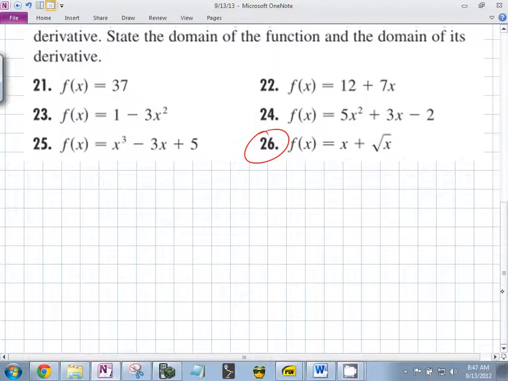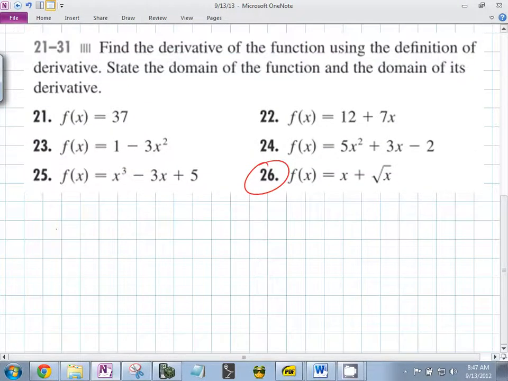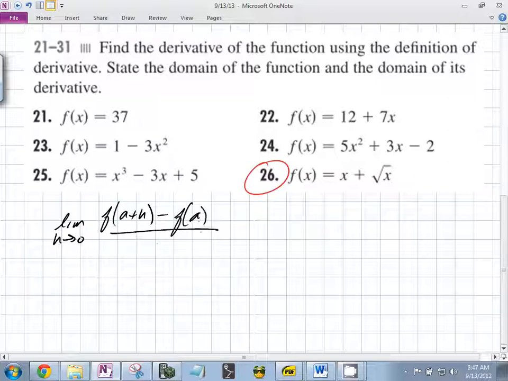So which one do you want to use? The h one? Yeah. So the limit as h goes to 0 of f of a plus h minus what? F of a all over h. Yay, you got it. You got it.